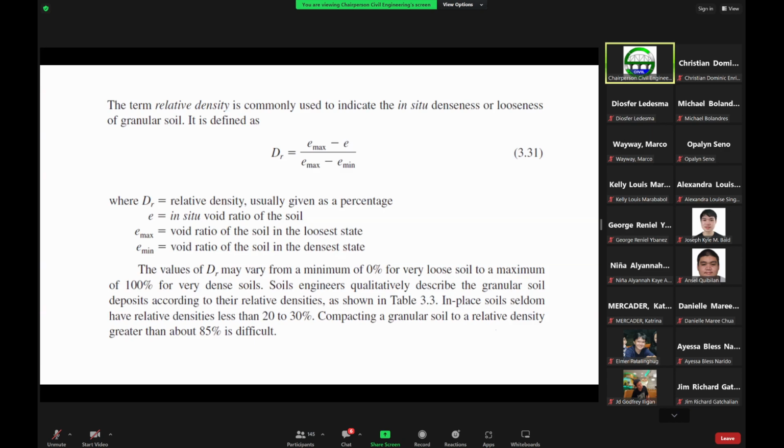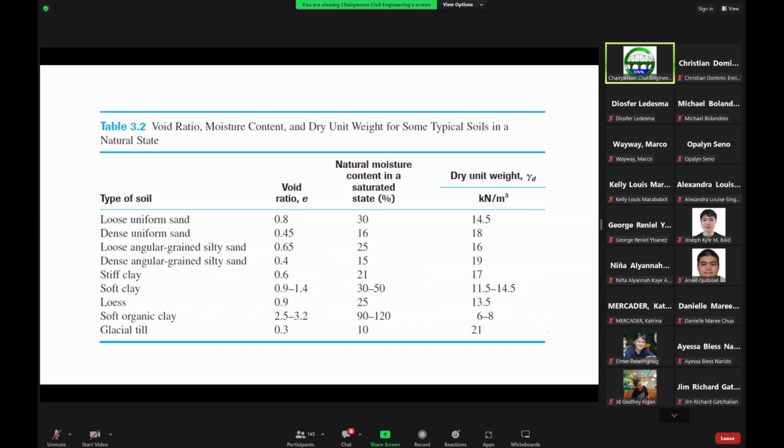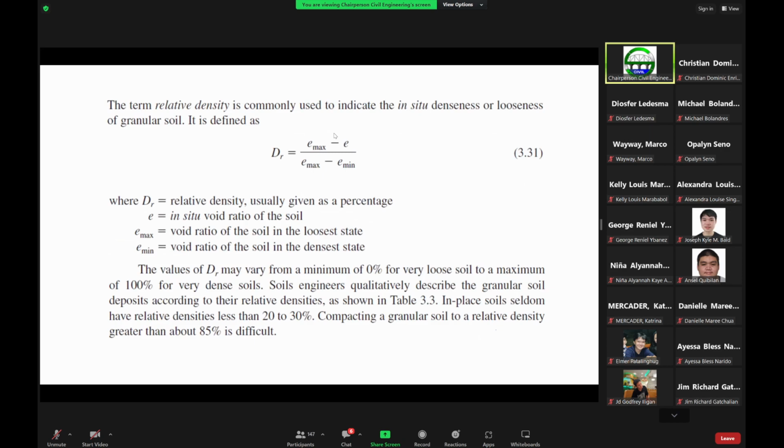When we say granular soil material, that's basically sands and gravels, for example, and some silts. We try to divide between granular soils and cohesive soils. As of the moment, let's just consider the term relative density with respect to granular soils: sands, gravels, and some silts, for example.